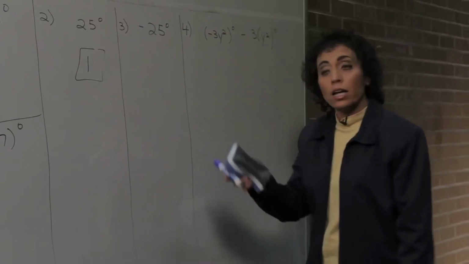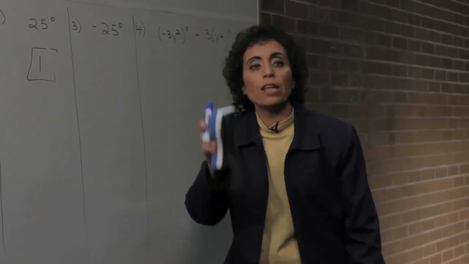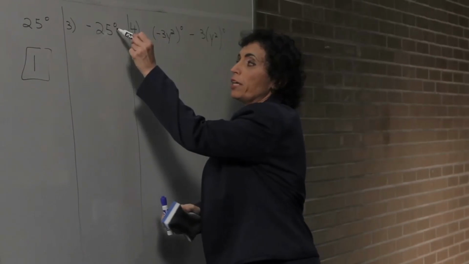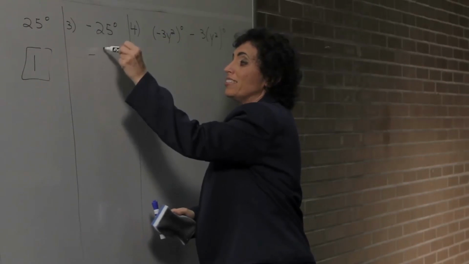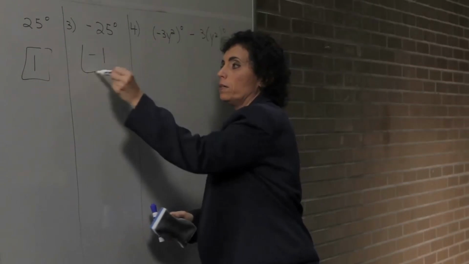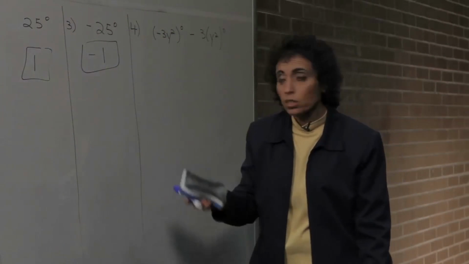Okay, let's do this one. This one's different from this one. Yes, there's a negative, but the negative is not being raised, because the only thing being raised is what the 0 would hit if it falls, and that would be the 25. So this is negative 1. Okay, so they all look almost the same, and look, so far we got different answers.